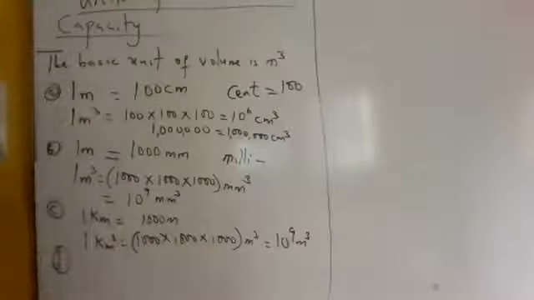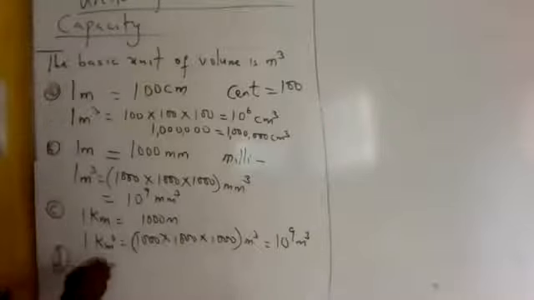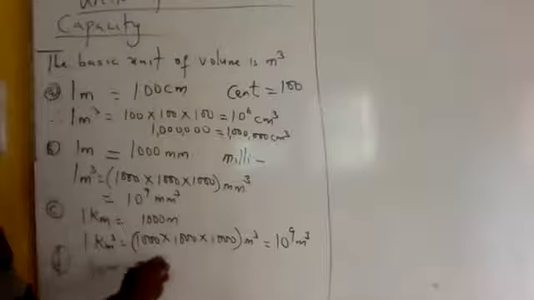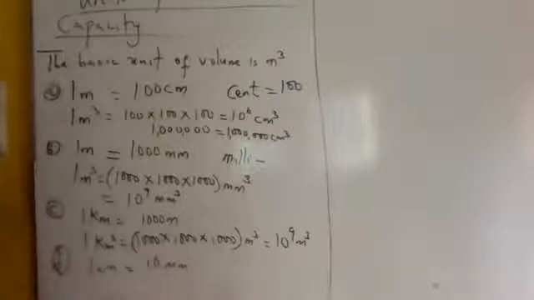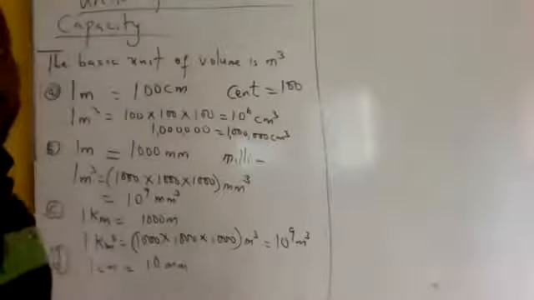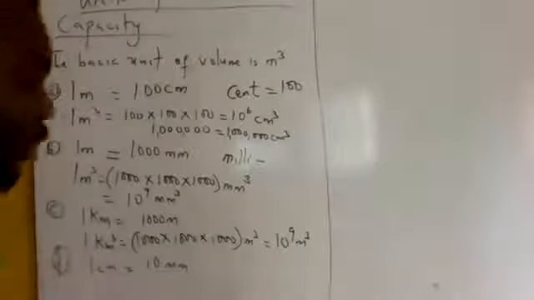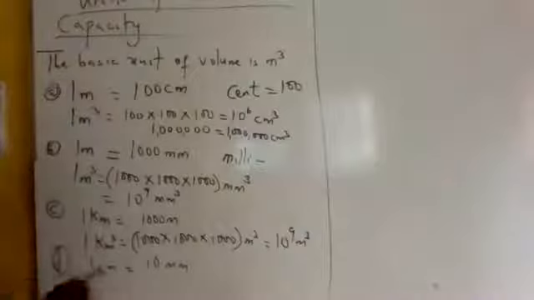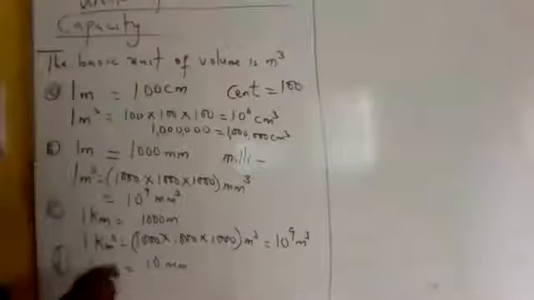Then the last one we need to understand is 1 centimeter is equal to 10 millimeters. All these things, by the time you keep solving questions on them, after some time you know it by heart. It's not really difficult. So now 1 centimeter is equal to what? 10 millimeters.